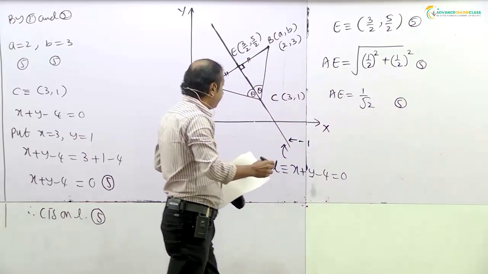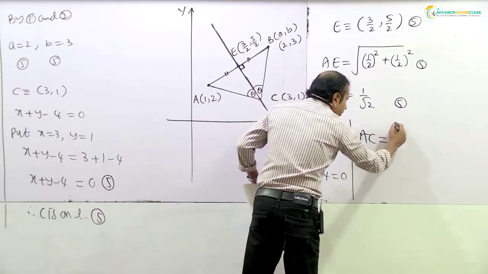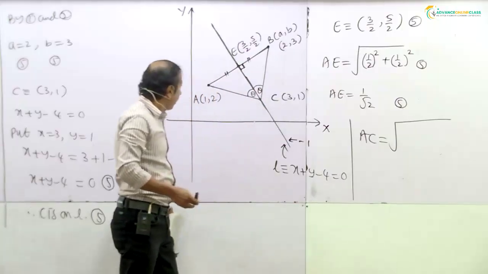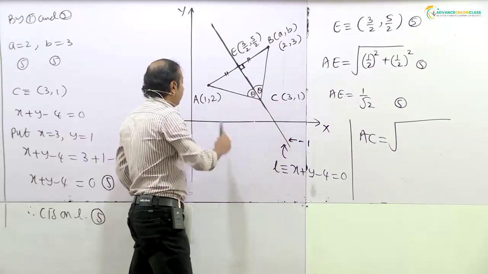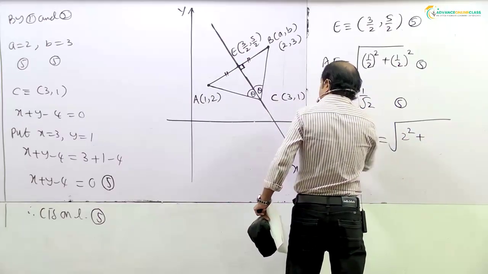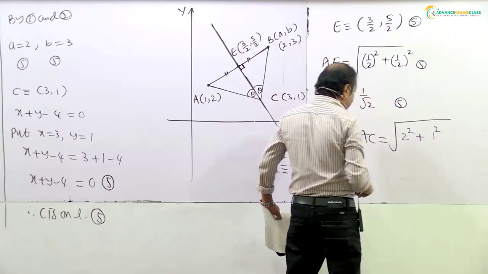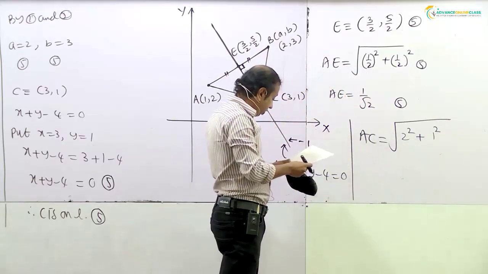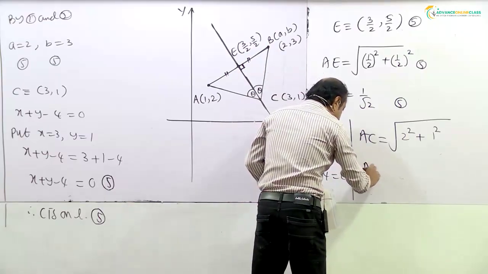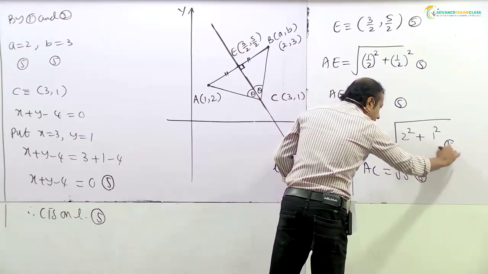Now we write AC. Tell me AC. Difference of x coordinate, 3 minus 1, perfect square, 2 square. Then 1 minus 2, minus 1 square, 1 square. That's enough. It's root 5. 5 marks here.